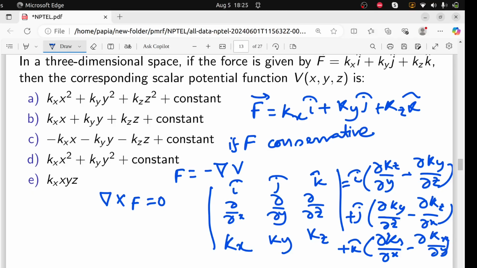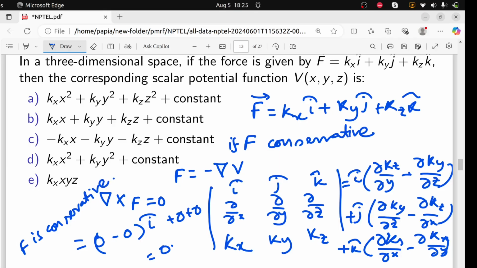If I calculate these things, Kz is a function of z only, so there is nothing like del del y of Kz. It will come as 0 minus 0 for i cap. Similarly, all the terms are 0. So that means curl of F equals 0. Now, since curl of F equals 0, I can definitely say that F is conservative.